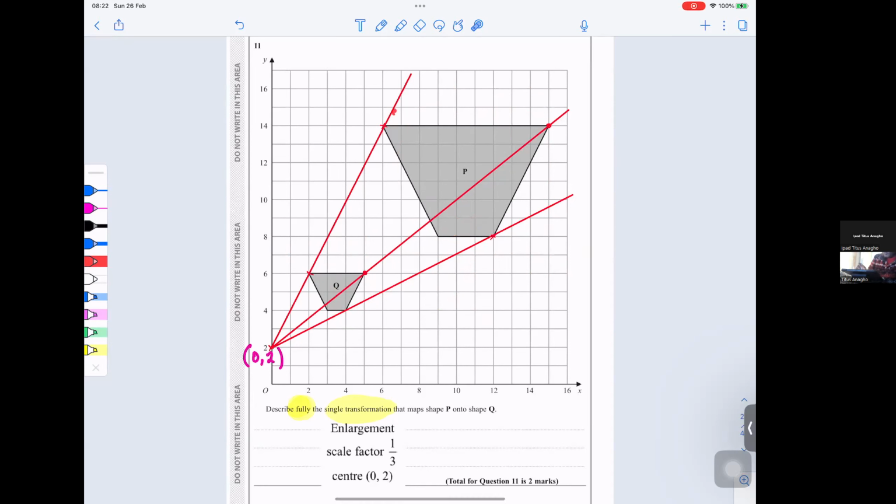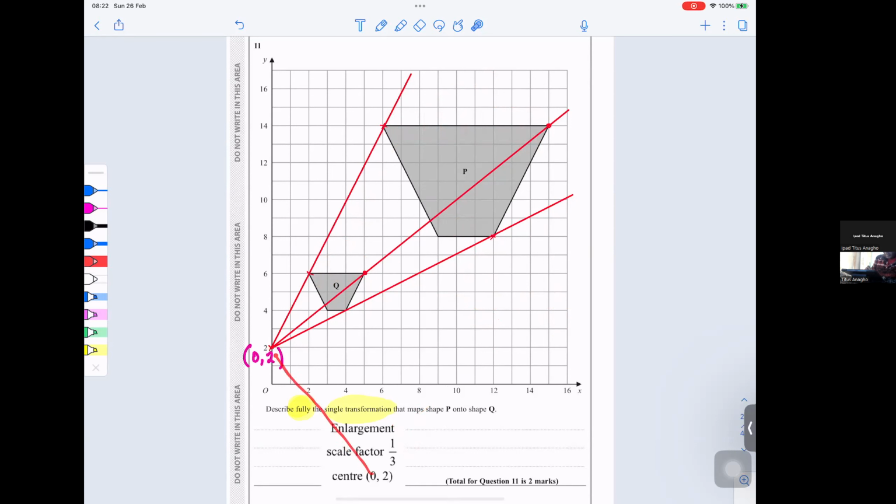If you count this side, 1, 2, 3, 4, 5, 6, 7, 8, 9, and then 1, 2, 3. From 9 to 3, so it's 3 divided by 9, which is 1/3. I'm counting the corresponding sides. So we call it an enlargement. The scale factor is 1/3, and the center is where those 3 lines meet.